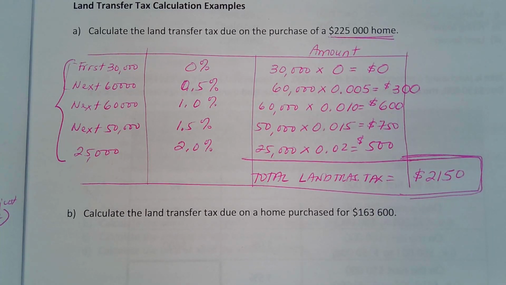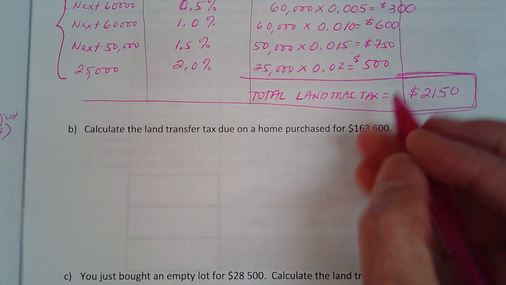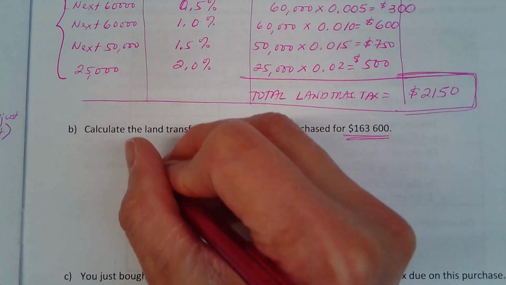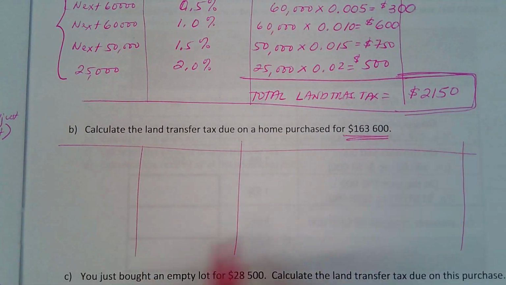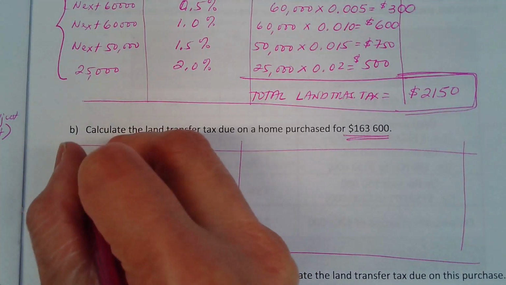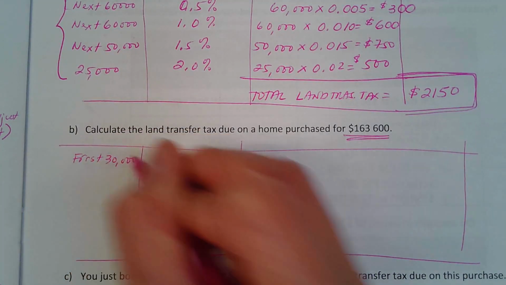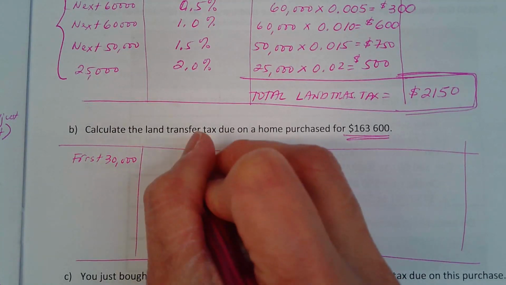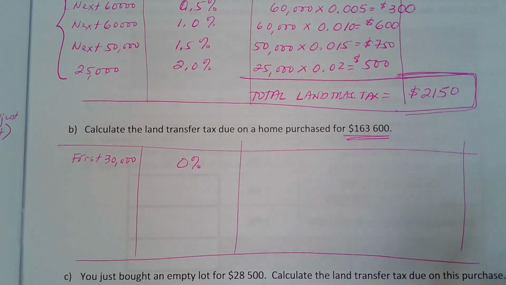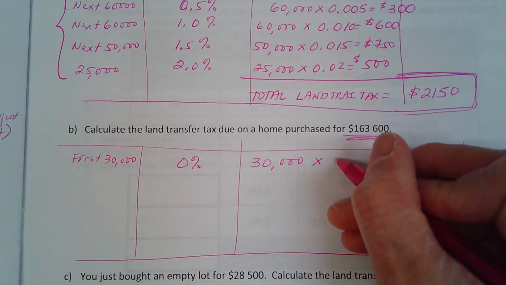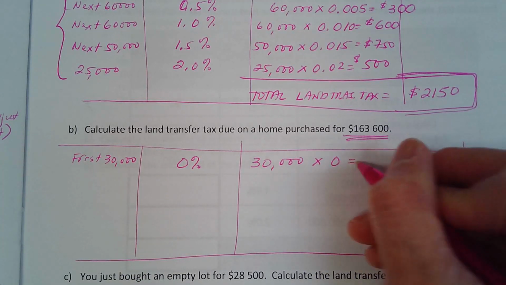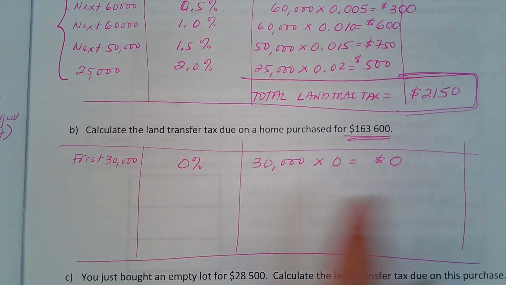Okay. Let's see this one. This is going to be 163,600. I'm going to make this a little bit wider because I didn't have enough room. So first, 30,000. How much is the first 30,000? 0%. So the very first one is easy, right? 30,000 times 0 is 0. Okay, so now we're at 30,000.